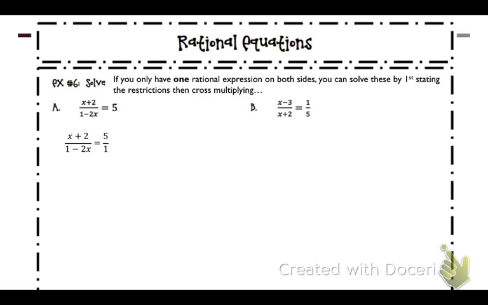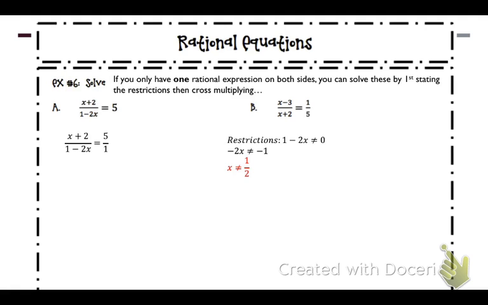Okay, if we look at example A, 5 is the same thing as 5 over 1. So let's just write that as 5 over 1. Okay, and let's state our restrictions. So 1 minus 2x cannot equal 0. That's negative 2x cannot equal negative 1. If you move that one over, you divide by 2, so x cannot equal positive 1/2. Okay, I just solved the 1 minus 2x for x to get that restriction there.